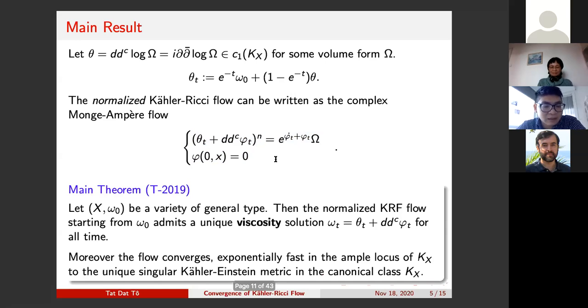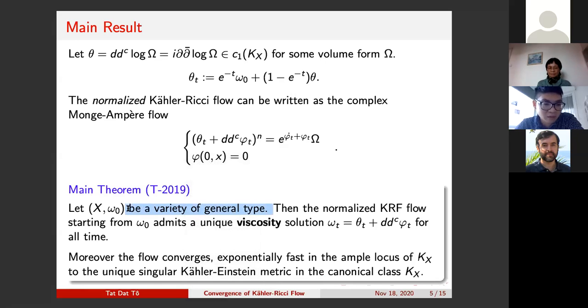Now I would like to state my main theorem. Let (X, omega_0) be a variety of general type. Somehow I mix the terms Kähler manifold and projective variety here, because in this case we consider the case where K_X is big. If K_X is big, it is well known by the result of Moishezon that the variety should be projective. So I remove the term Kähler manifold, but add the term variety.